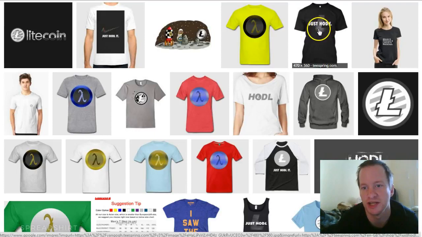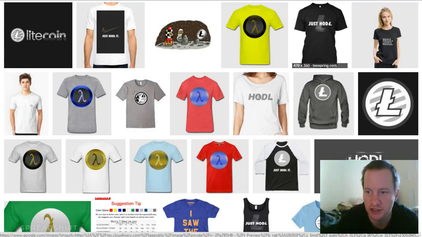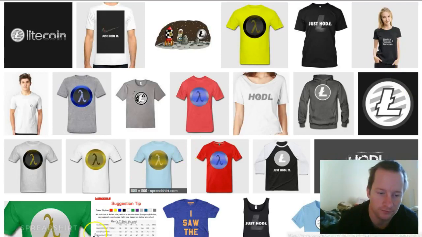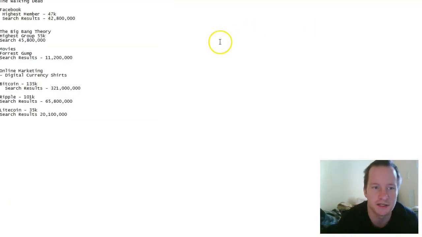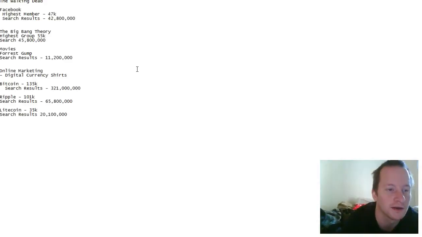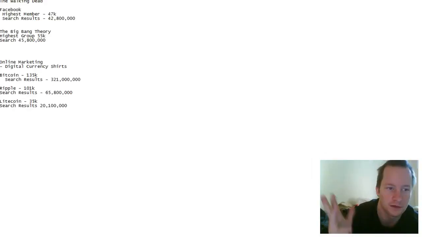So you got one right here that says just hodl with the Litecoin. I like that symbol right there. So you can get some general ideas from doing it this way. So I have to eliminate a couple of these here. I can't do all of them for this campaign. Since Forrest Gump had the lowest search, it didn't bring anything up on Facebook, and it had the lowest of the search, I'm going to eliminate Forrest Gump. Run, Forrest, run.